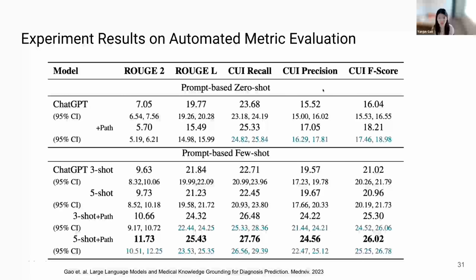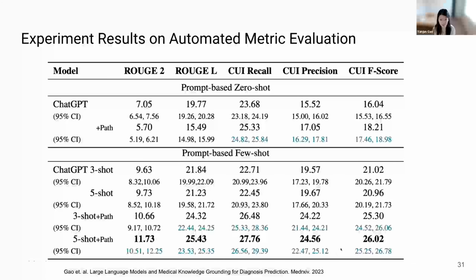The second type of metric is called the Cooley F-score. The Cooley F-score is based on converting the diagnosis back to concept unit identifiers, and then we're able to measure the degree of overlap between the predicted concepts and the ground truth concepts. That's what the F-score represents here. On the Cooley F-scores as well as the Rouge scores, we are showing two sets of results. One is the prompt-based zero shot on ChatGPT with or without path. The other is few-shot learning for ChatGPT on three shot or five shot. We can't go beyond five shot because of the context limit. We're using ChatGPT 3.5 by the time we finished these experiments.